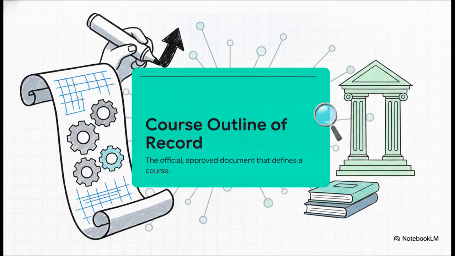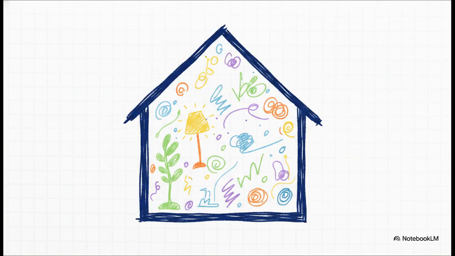Simply put, this is the official, approved document that defines a course. If you need a rapid-fire definition, here it is. The COR is the official, unchangeable structural blueprint for your specific class. Now, what's really fascinating here is just the sheer amount of heavy, mandated requirements packed into that single core blueprint. It lays out the course title, the catalog description, the exact units, instructional hours, prerequisites, student learning objectives, course content, and even the methods of both instruction and evaluation.